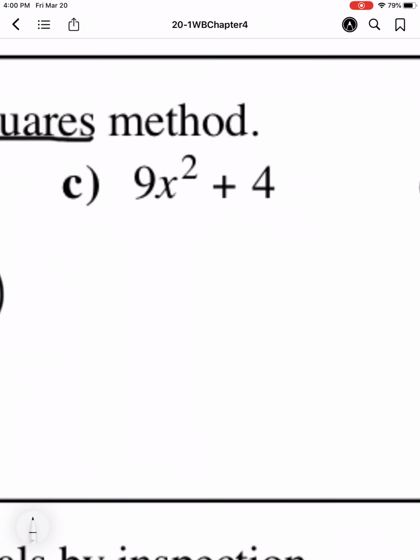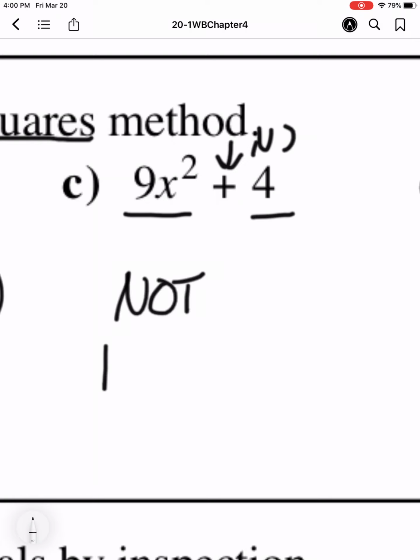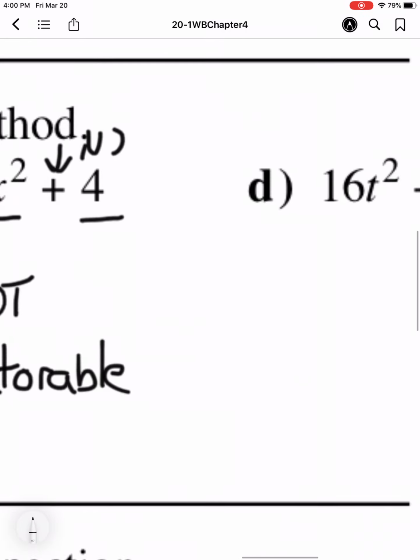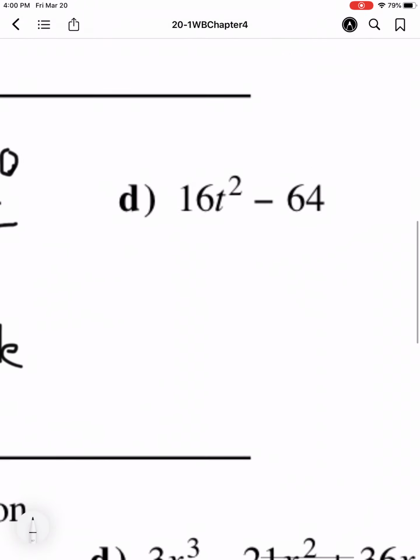All right, next section we go. We're going to factor, check the front here. Can I square root that? Yes. Can I square root that? Yes. Is this a negative sign? The answer is no. So this is not factorable. Not factorable. All right, not factorable. So we go to the last one here.